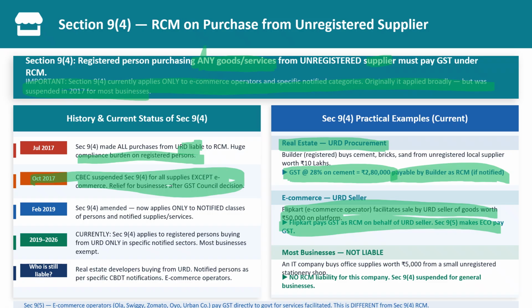For most businesses apart from real estate, subcontractors or e-commerce, you can do business with unregistered dealers. On that you don't need to pay for the time being, because it is suspended under RCM. As of now it has been suspended for general businesses. But if in future the government asks to collect the GST, it will be a burden on registered persons, because they have to track every unregistered person. Generally, who are the e-commerce operators? Swiggy, Zomato, Ola, Uber. These are the e-commerce operators.